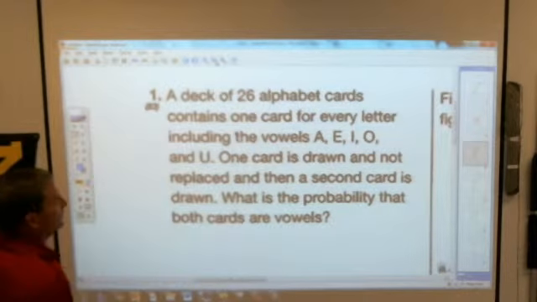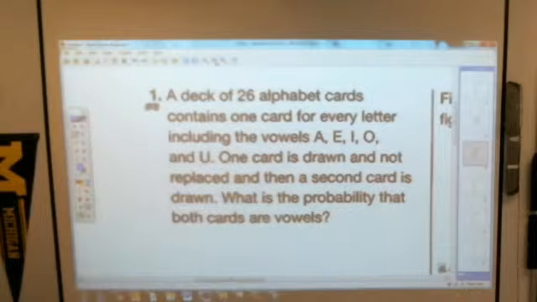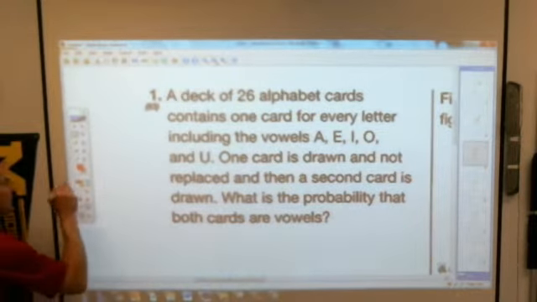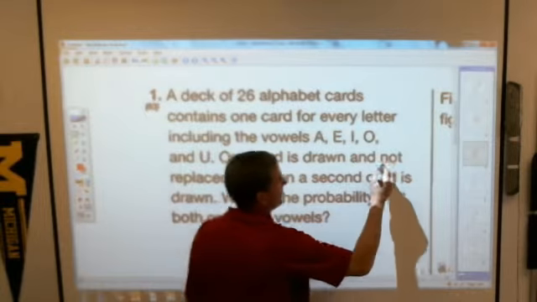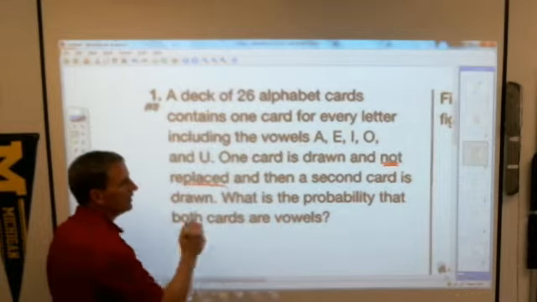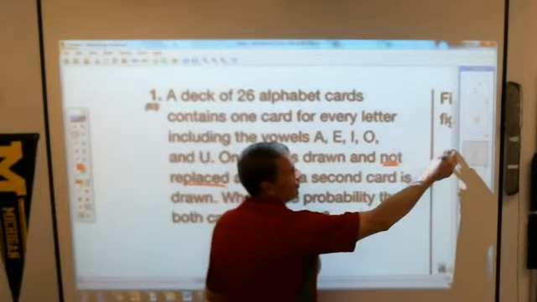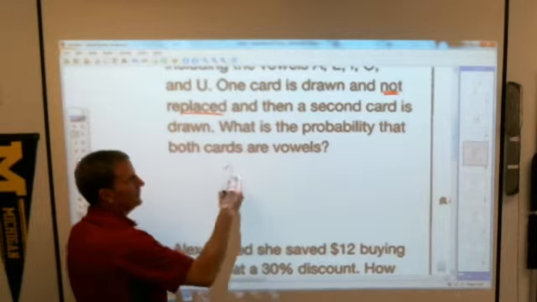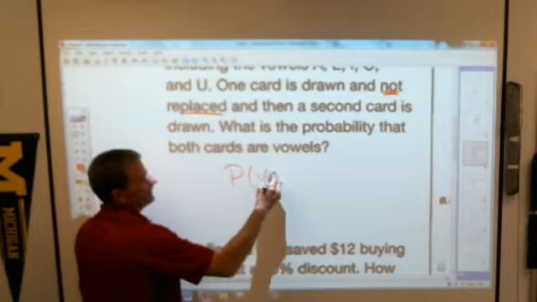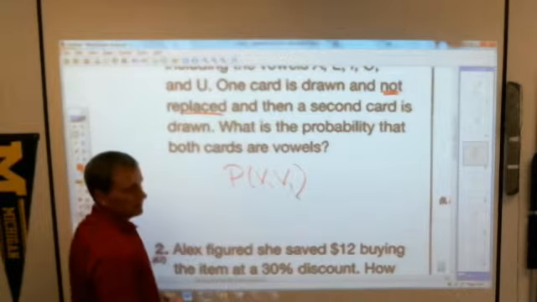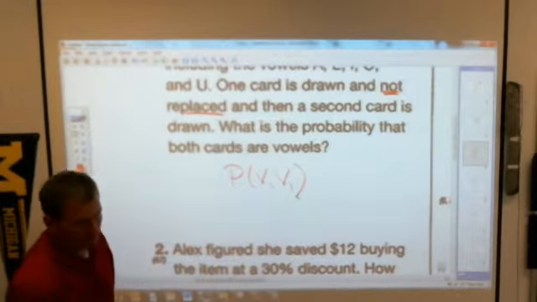A deck of 26 alphabet cards, 1 card for every letter, including A, E, I, O, U. 1 card is drawn. Here's the key, ladies and gentlemen. This is pivotal. It is not replaced. You don't put it back in after you draw it. Then the second card is drawn. What's the probability both cards will be vowels? Probability of picking a vowel and a vowel without putting the card back.